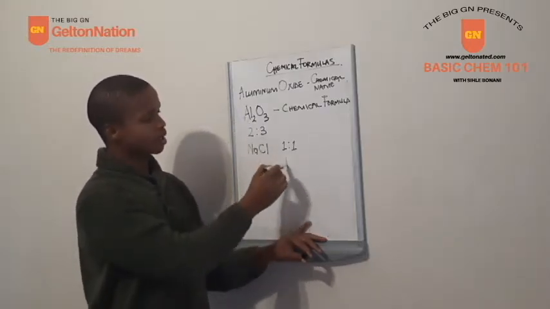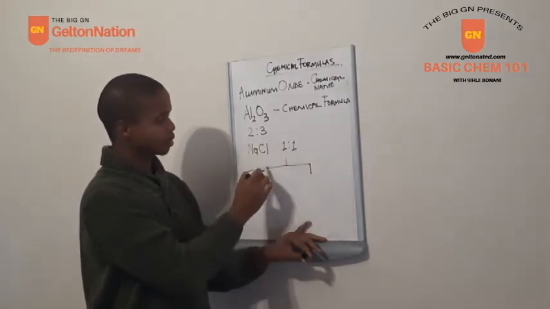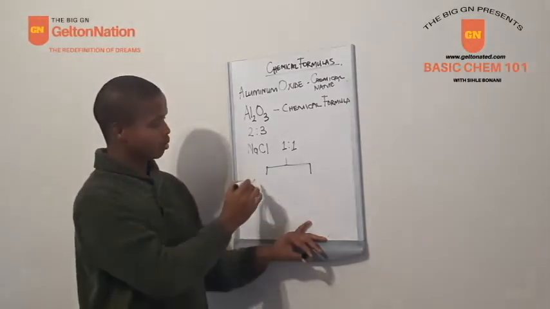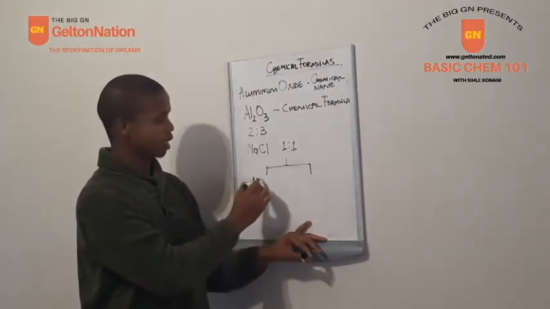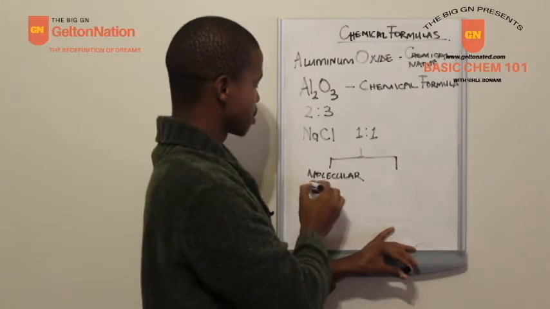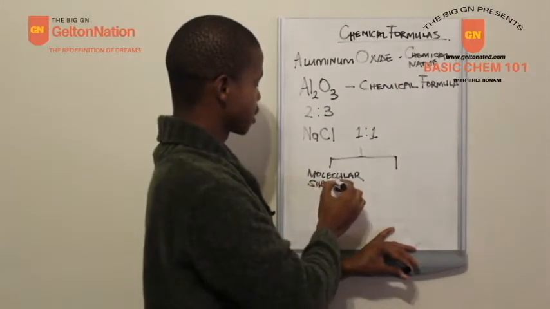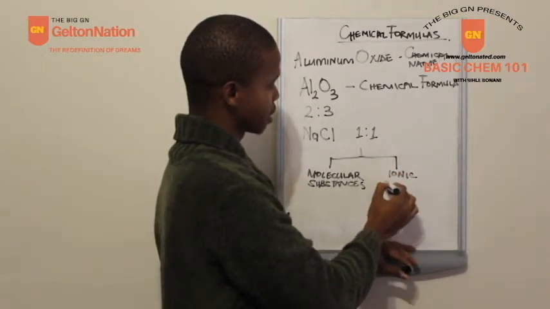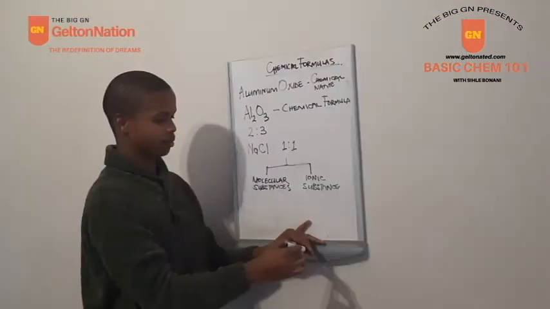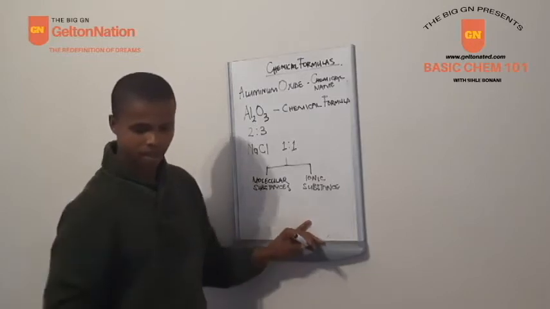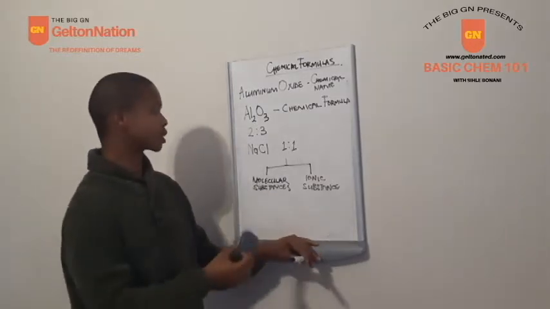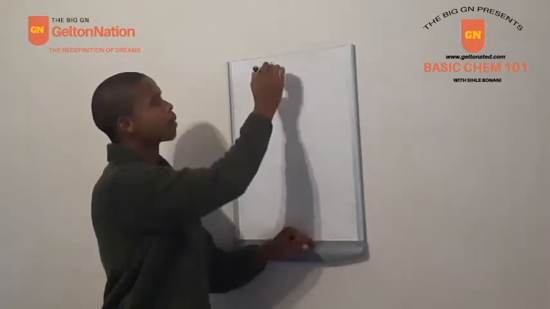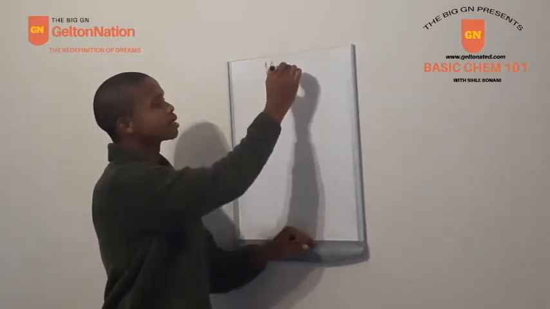Now there are two principal classifications of chemical formulas, which will be your molecular substances and your ionic substances. As you would guess, we'll try and break them down. So let's go to molecular substances. Molecular substances.